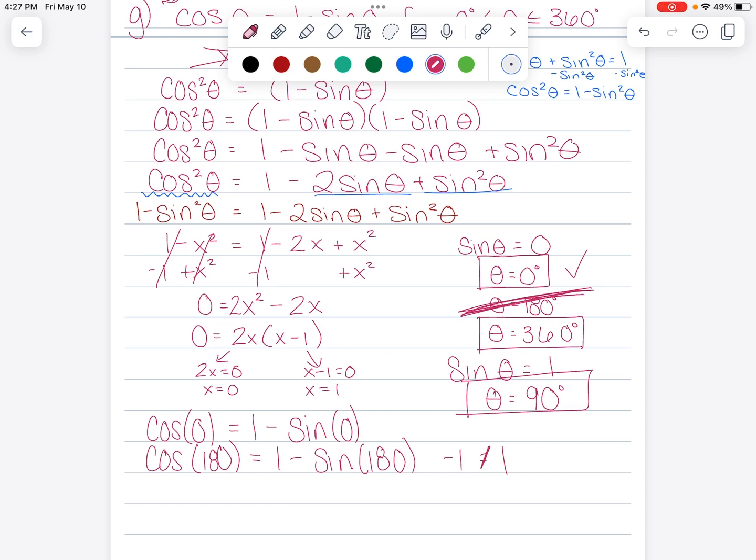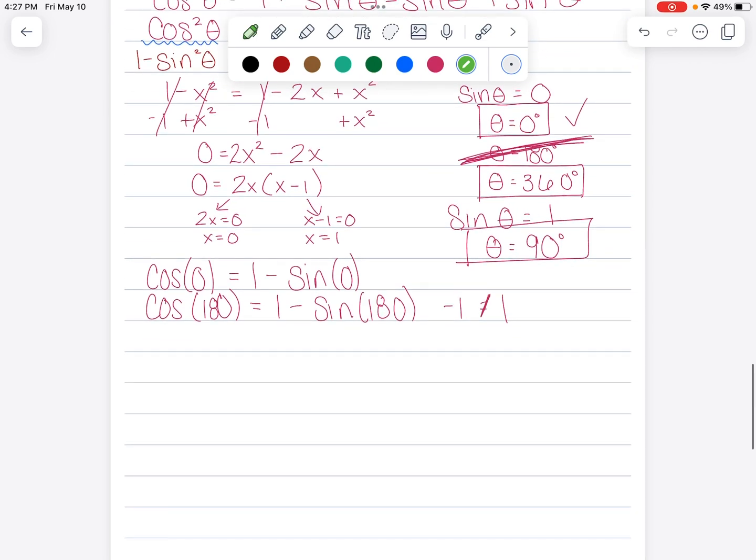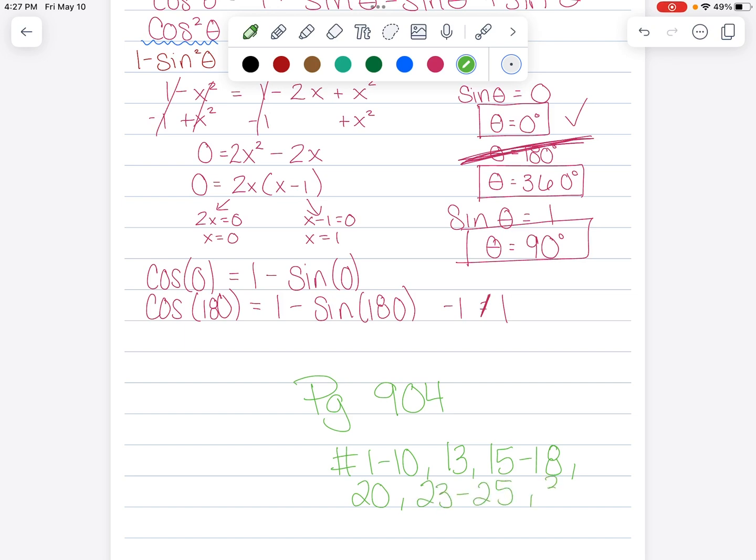Okay. I am done right there. Our homework assignment is on page 904. It is numbers 1 through 10, 13, 15 through 18, 20, 23 through 25, and 38.